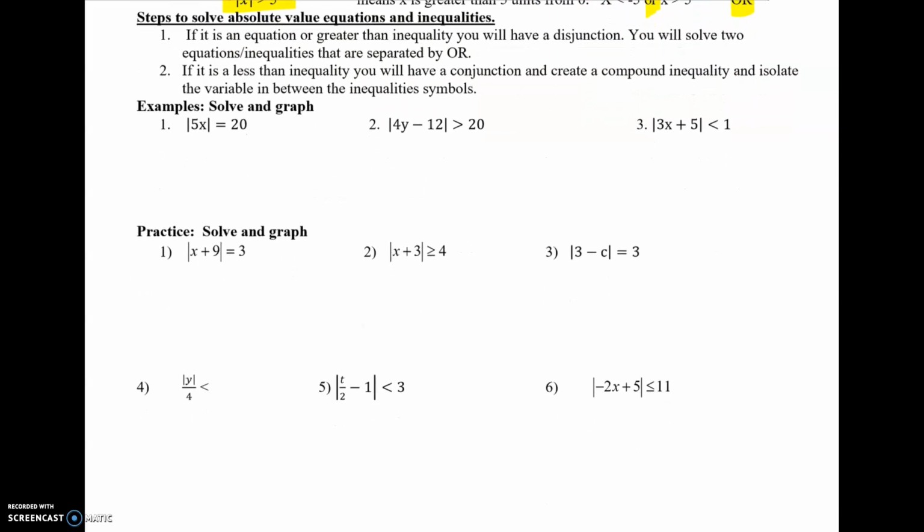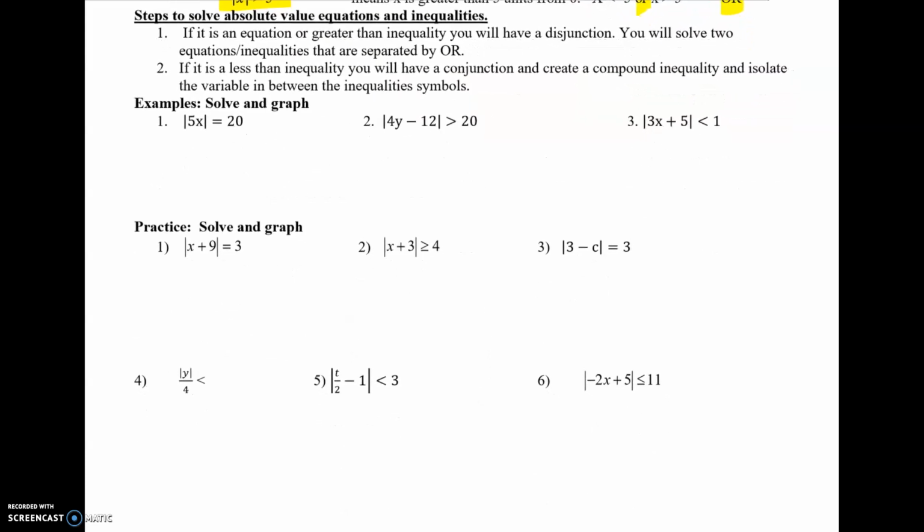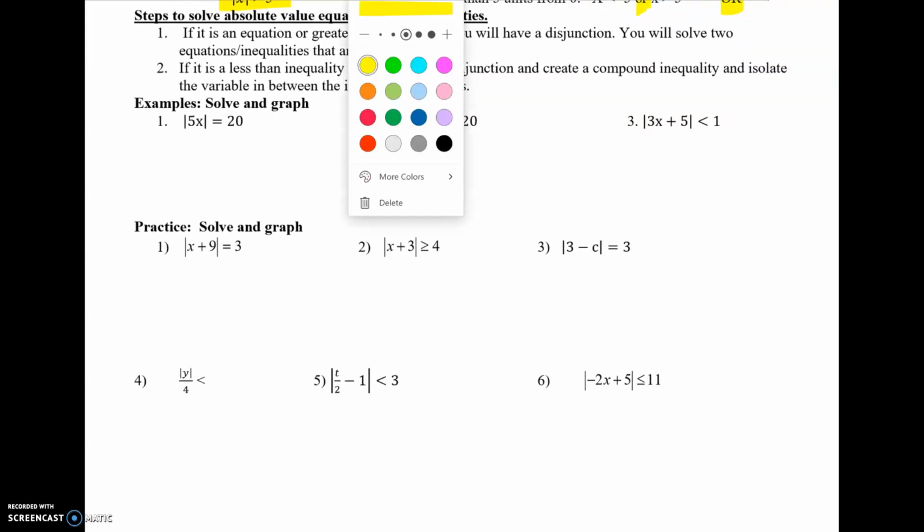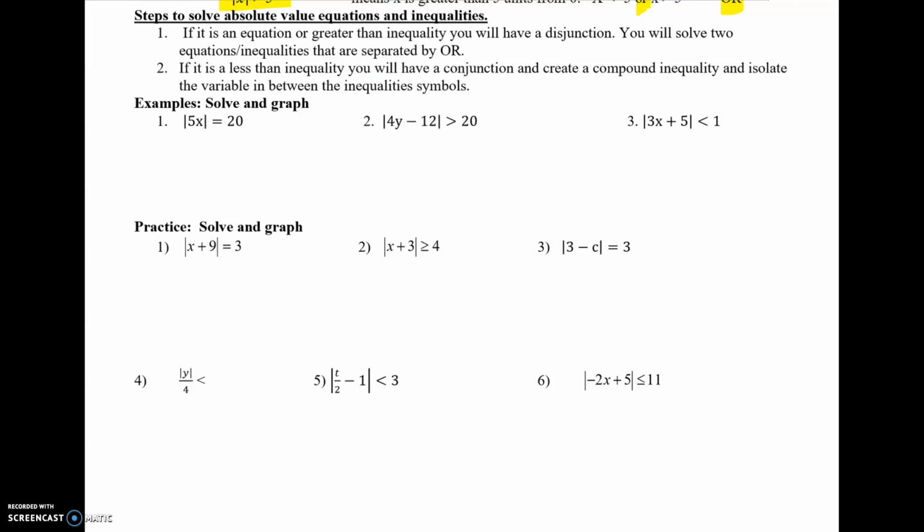All right, steps for solving equations and inequalities. Here's your first thing. If it is an equation or a greater than inequality, you have a disjunction. A disjunction is or. You will solve two equations or inequalities that are separated by or. If it is a less than inequality, you will have a conjunction and you will create a compound inequality where you're isolating the variable between the inequalities. It is an and statement.